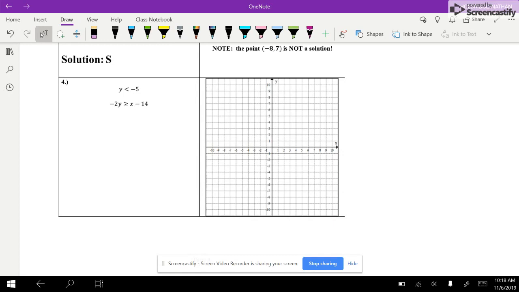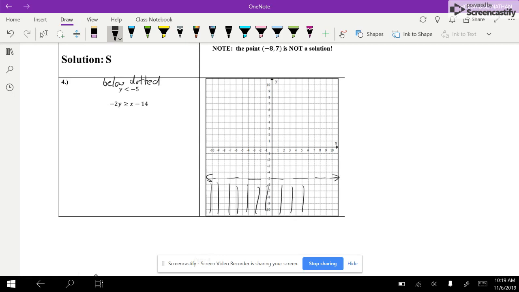Starting with the first one. A first thing you notice, right, is that inequality sign. It means I'm going to be shading below, and it means it's going to be dotted or dashed. Okay, so let's graph this first. I'm going to have, let's see, y equals -5. I'm going to write a dashed line with arrows at the end, and I'm going to be shading below.